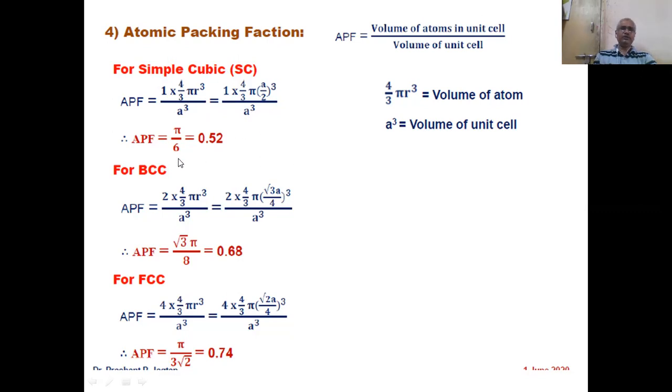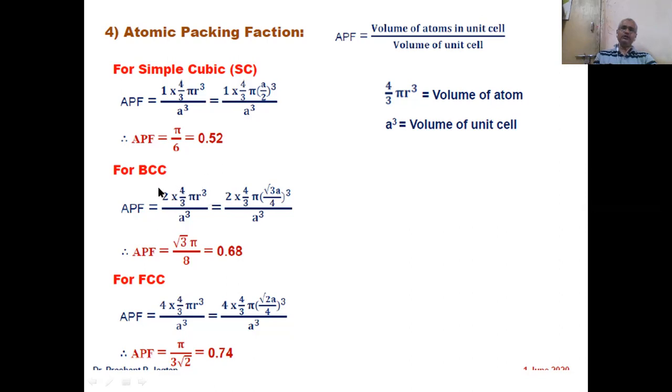Now turning towards the body centered cubic, we know in body centered cubic there are 2 atoms per unit cell. So the volume of 2 atoms per unit cell will be 2 multiplied by 4 by 3 pi r cube, because there are 2 atoms and the volume of each atom is 4 by 3 pi r cube.